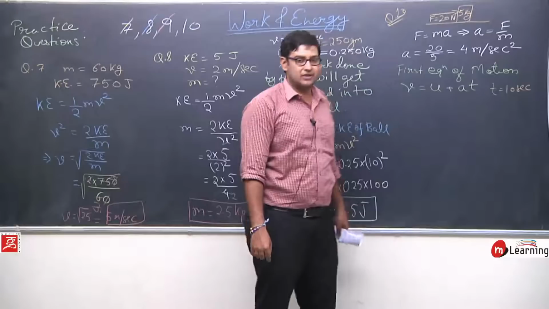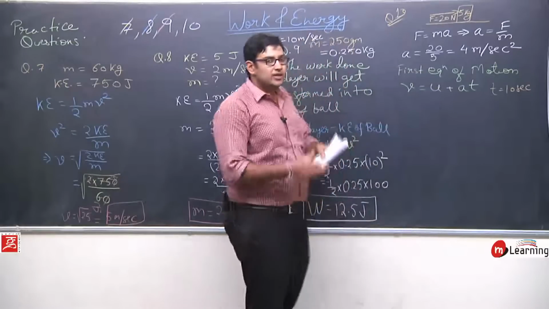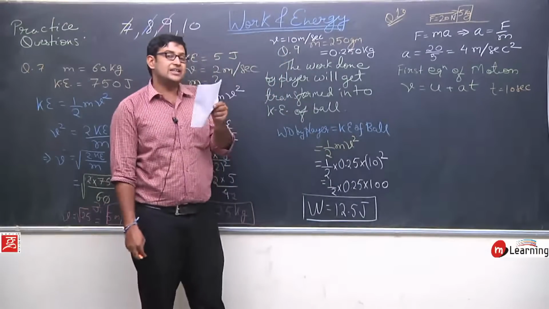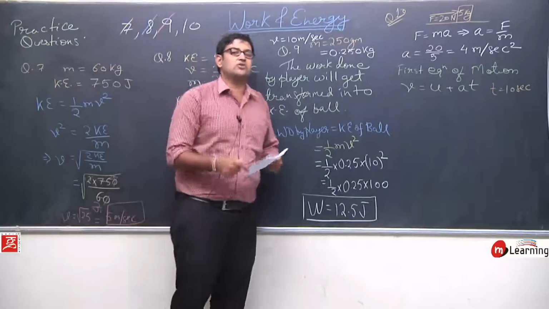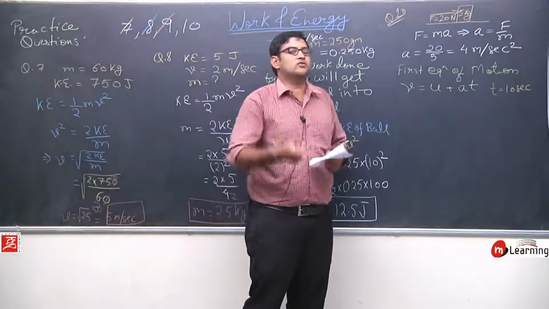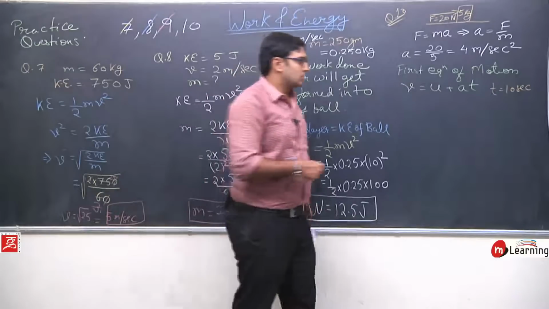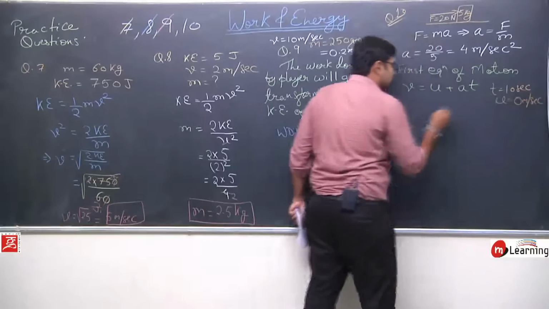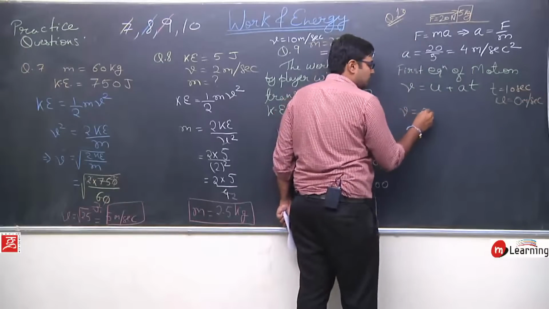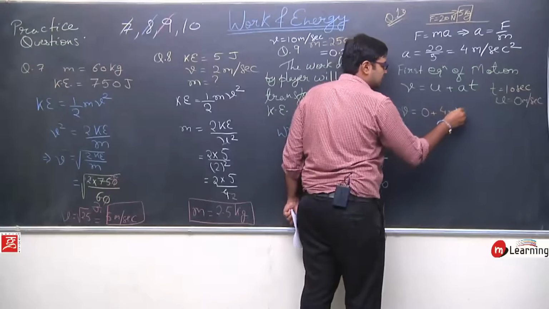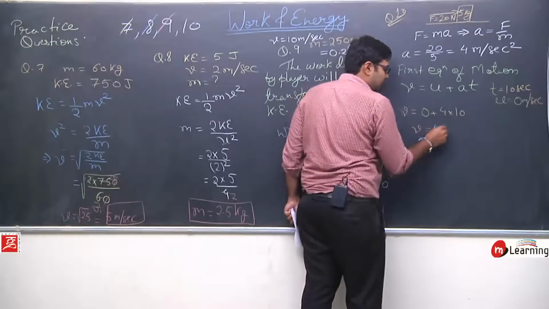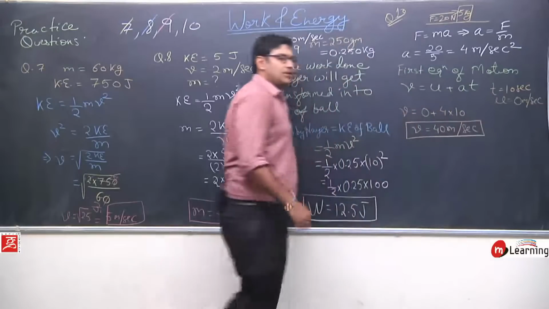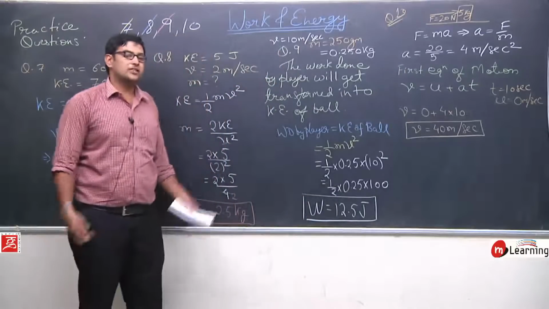What is acceleration? It is 4 meters per second square, it is given. What is the initial velocity? You can read the question. It says a body of mass 5 kg initially at rest. Initially at rest means initially the body was not moving, that is, the velocity of the body initially was 0. So the initial velocity is 0 meters per second. So here V is equal to U, that is 0, plus A, that is 4, into T, that is 10. So the velocity will become 40 meters per second.